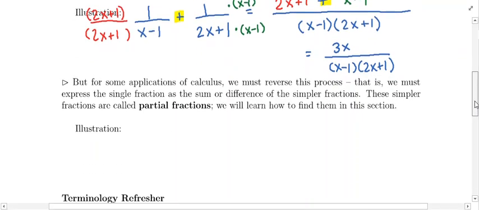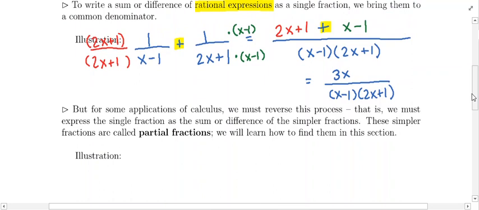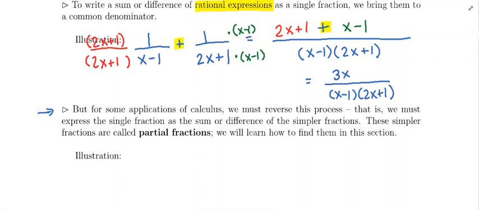What partial fraction decomposition is, is the opposite process. You are given the single fraction and you have to break it down into the two fractions that you add or subtract to get that one fraction. If you read here, it says for some applications of calculus, we have to reverse this process. That is, we must express the single fraction as the sum or difference of simpler fractions. These simpler fractions are called partial fractions. We will learn how to find them in this section.